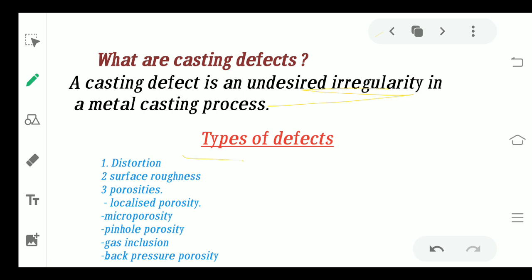There can be distortion, there can be surface roughness, and there can be porosities. Now, these porosities can be of different types. They can be localized microporosity, pinhole porosity, gas inclusion, or back pressure porosity.